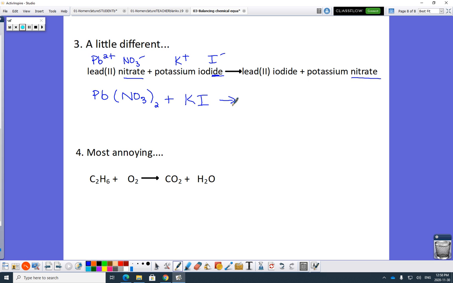So now this lead with 2 is going to go with this iodide, which is 1, to make lead 2 iodide. And this K is going to go, which is 1, with the nitrate. So you decide, they're both 1s, if you want brackets or not. It doesn't matter. Okay?